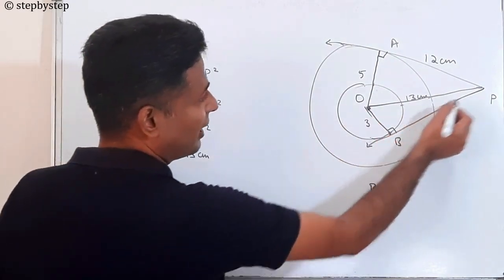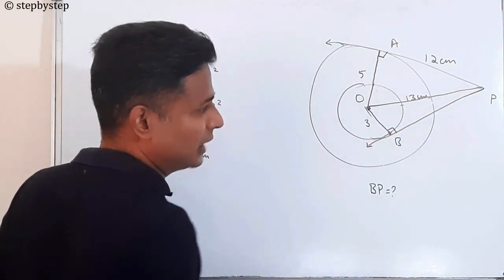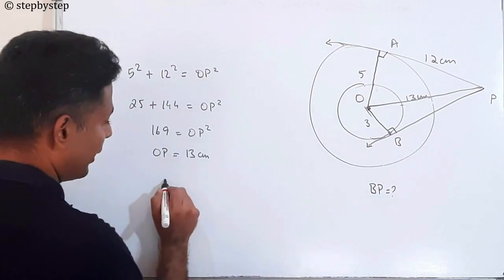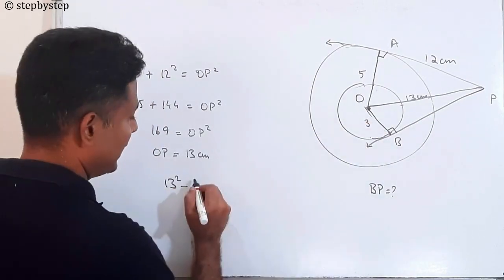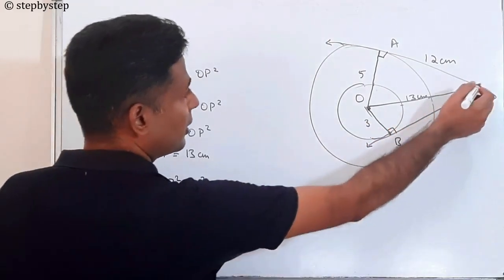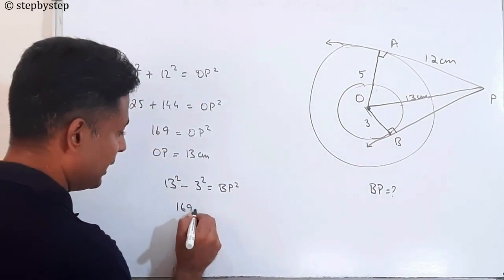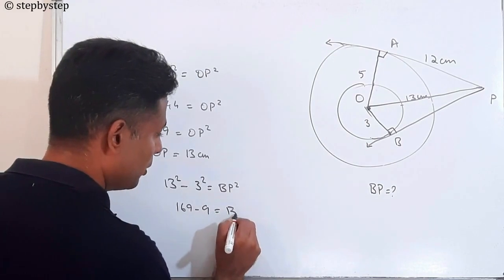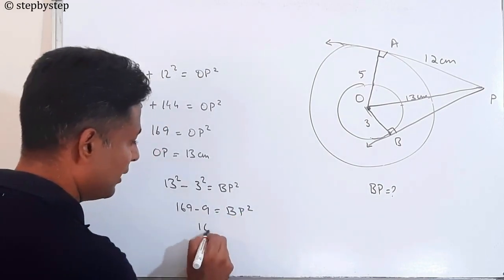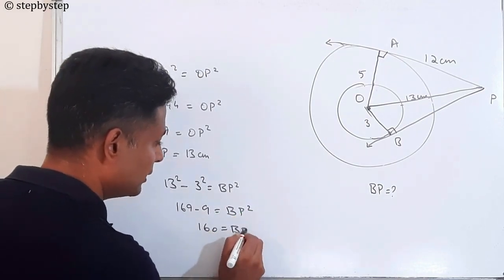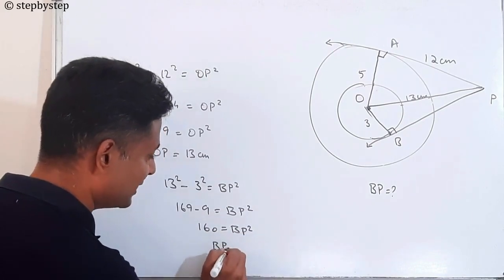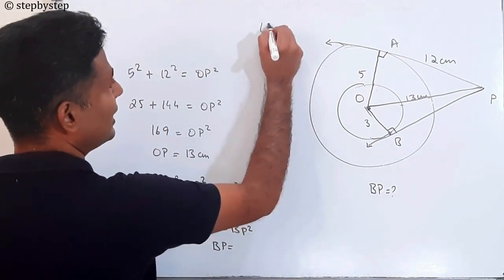Now in this right angle triangle we have two sides. So again using Pythagoras theorem, hypotenuse square minus one side square equals the third side square, right? So we get 169 minus 9 equals BP square. So we get 160 equals BP square. So BP is root of 160. So how do we find root of 160?